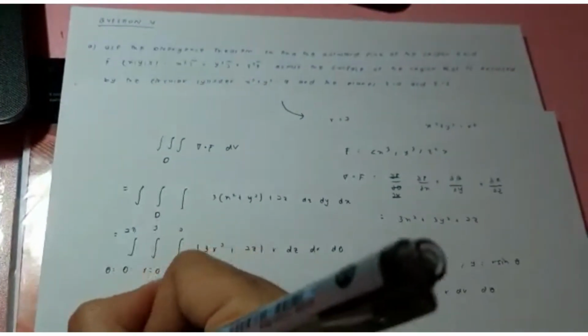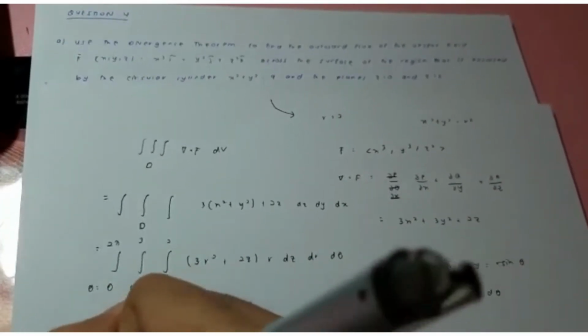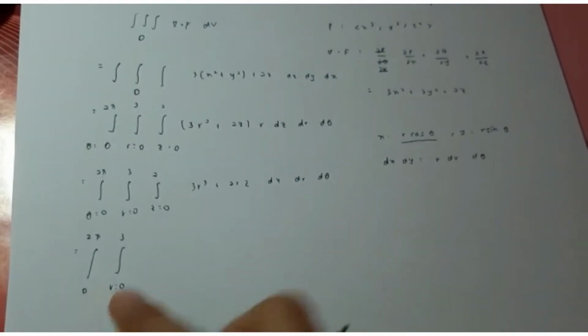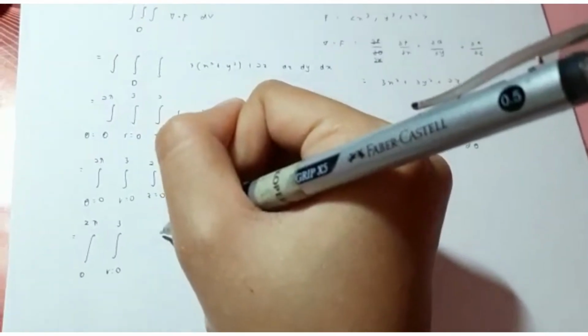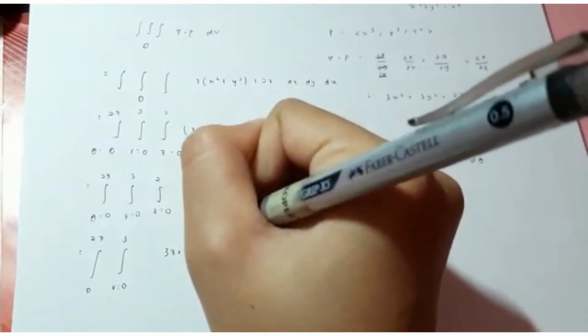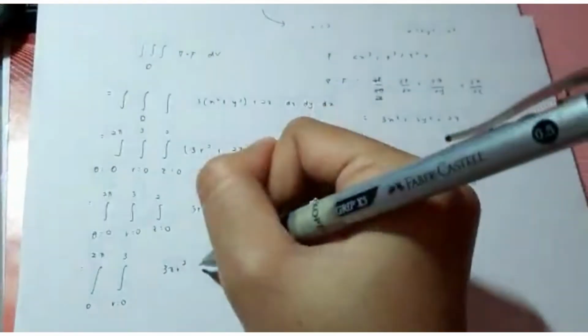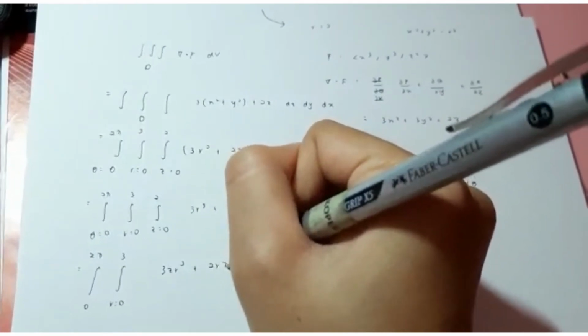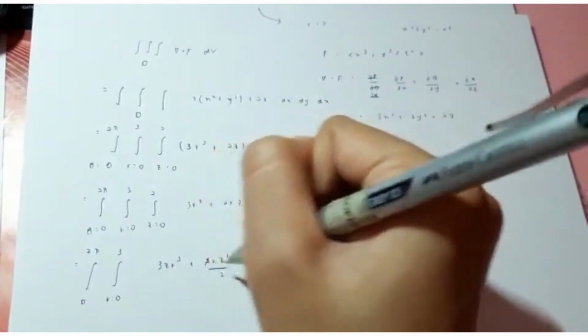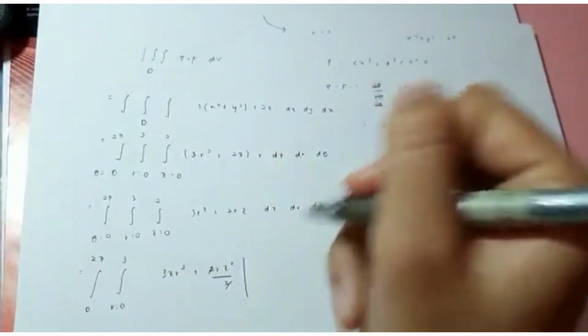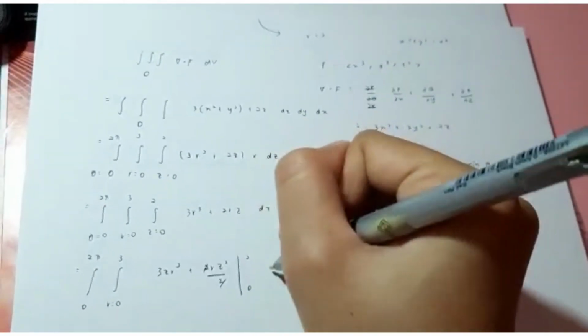Now integrate with respect to z, we will get 3zr cubed plus 2rz square over 2, from 0 to 2, dr d theta.